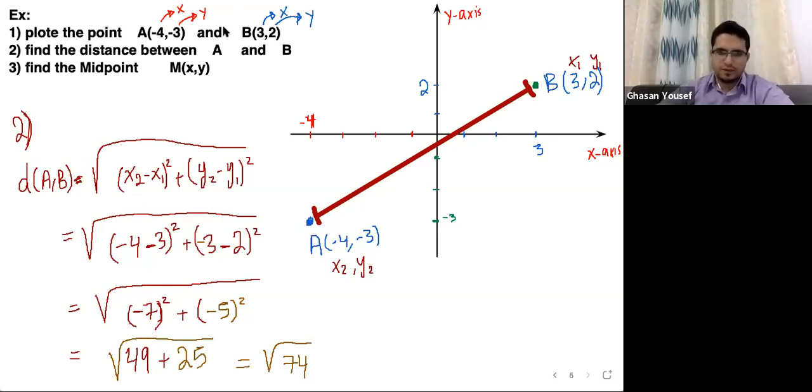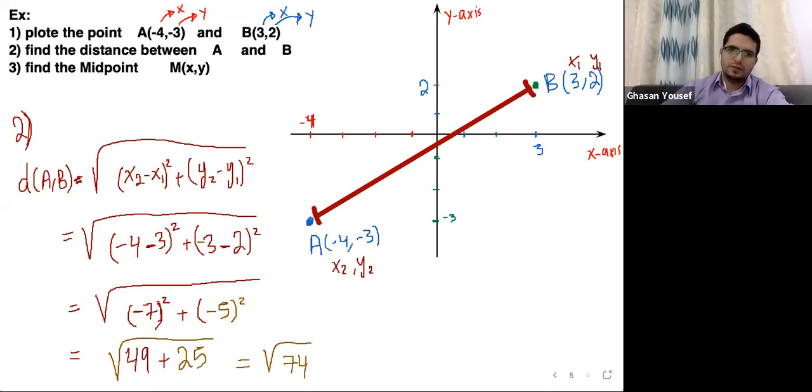Any question for this? So the answer is the distance between A and B is the square root of 74. Natasha, this is correct. The square root of 74 is the distance between this point A and this point B. Now the second one is find the midpoint.